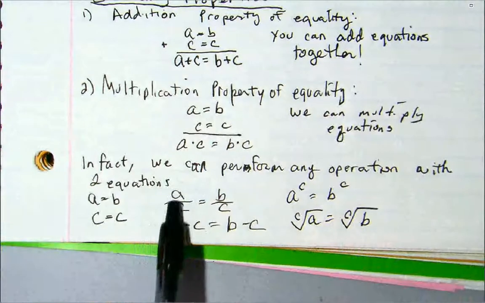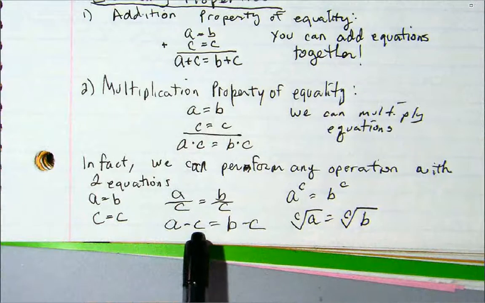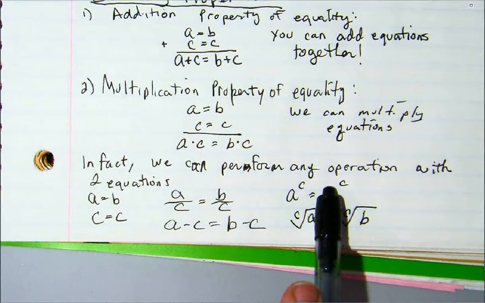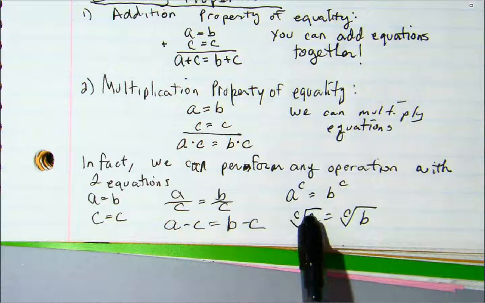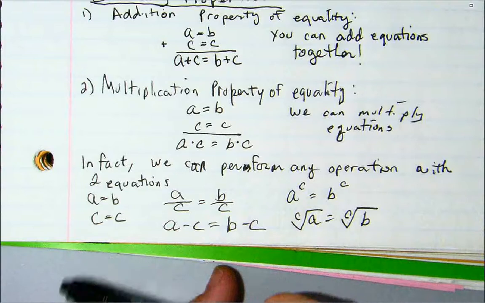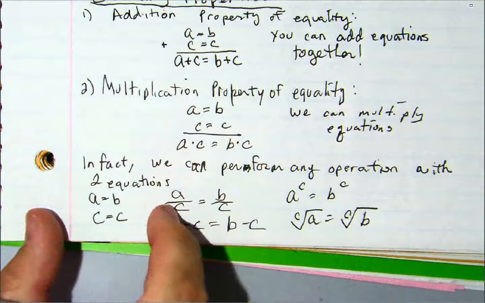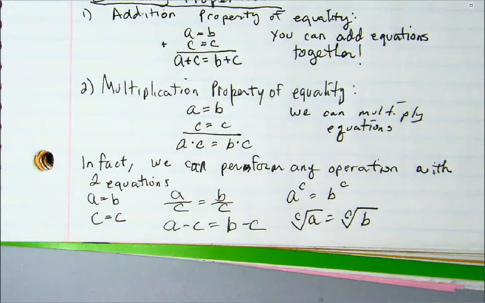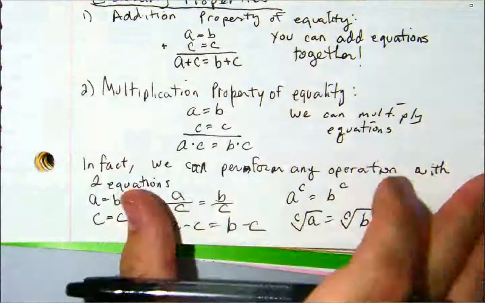And you could call this the division property of equality, the subtraction property of equality. I don't know what you would call that. The power property of equality. The root property of equality. But basically, with equations, you can do whatever you want to with them. And that's why I always use equations when I solve. I use two equations when I solve equations, because then you're using mathematical properties to do your work. Otherwise, you're using shortcuts and things like that. And I am hereby making all shortcuts illegal. A shortcut is illegal. I want to see legal stuff.